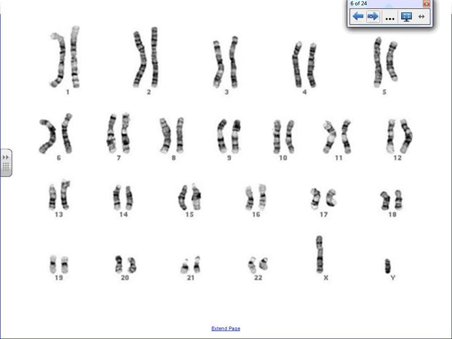Now, why is this important? Well, it's all going to relate back to this idea of chromosomes, that all of the proteins that we have in our body come to us because of DNA that we get from our parents.